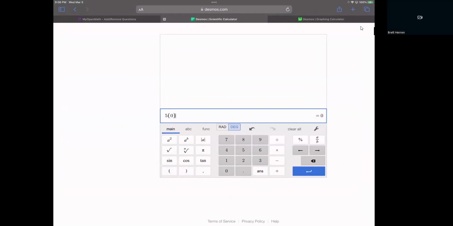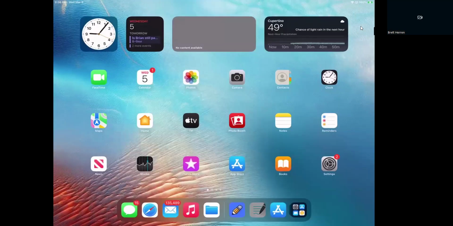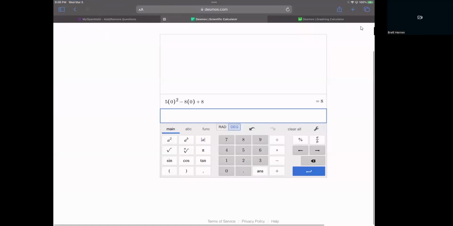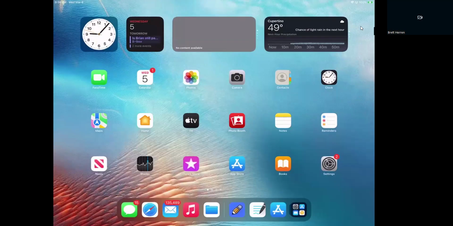5x squared minus 8x plus 8. So the first one just comes out to 8, right? Because when you put in the 0 there, this goes away and that goes away, and it's just 8. Next, plug in 9. So put a 9 there, put a 9 there. So I'm going to go back and change that to 9. There we go, 9 and 9. What do I get? 341.